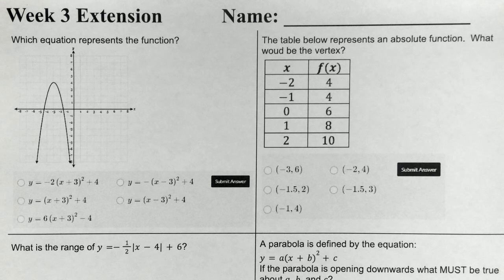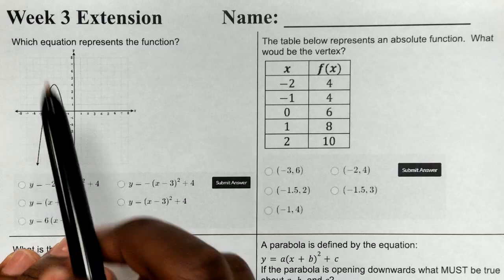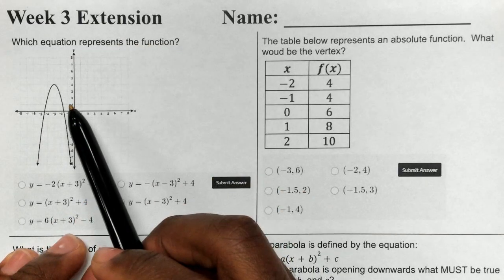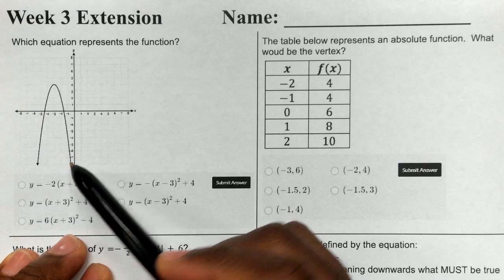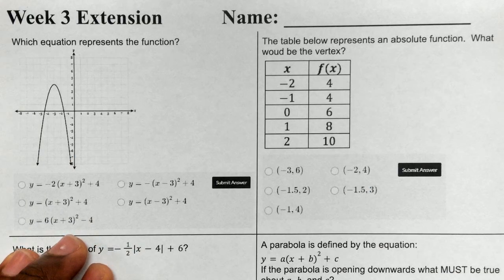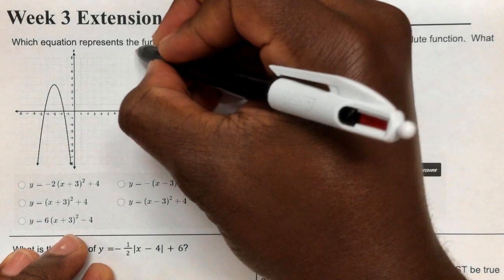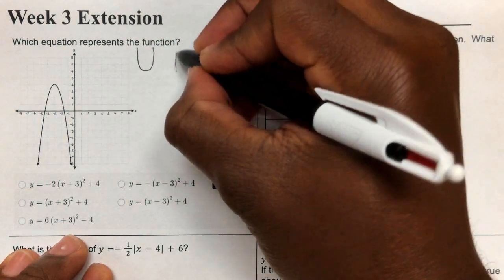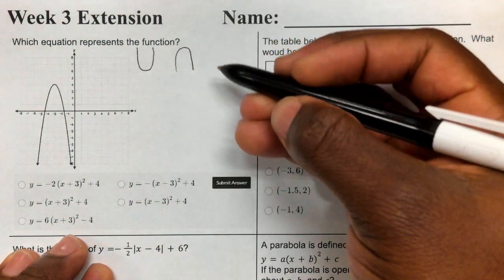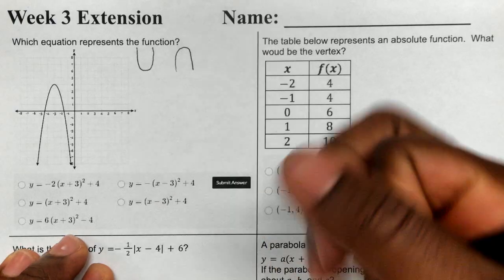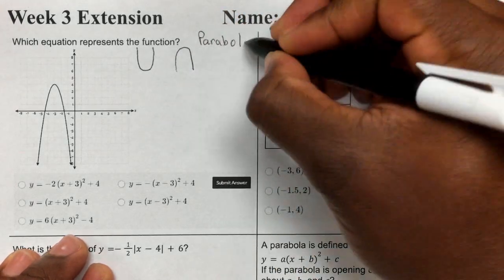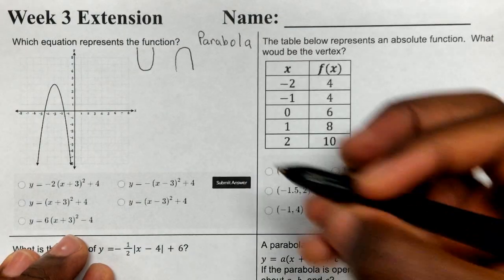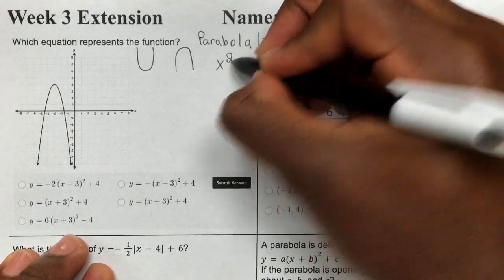Week 3 extension. So the first question says, which equation represents the function? Alright, so this is the function that's being represented below. What you need to know firstly, guys, is that whenever you see a U or an upside down U or an N shape, that's depicting something called a parabola. A parabola is anything where the highest coefficient is an x squared.